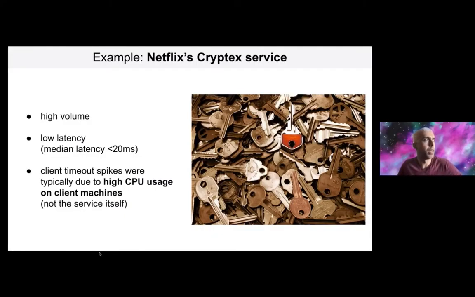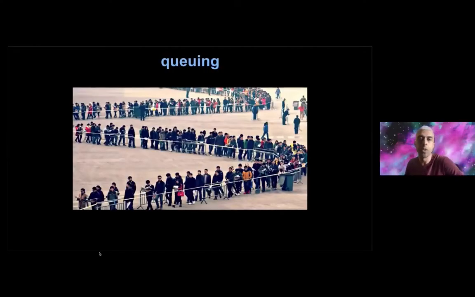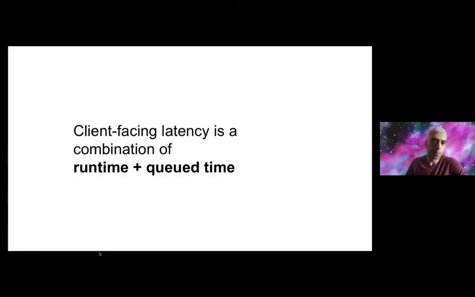And this was very eye-opening. I did not know that computers work this way. Usually when I thought about timeouts, I thought that meant the server was slow. I didn't know that could mean that the client was overloaded. But through this example, I learned that, and I continue to see that in systems I work on today. So let's talk about queuing a bit.